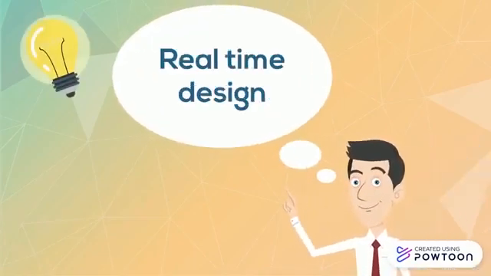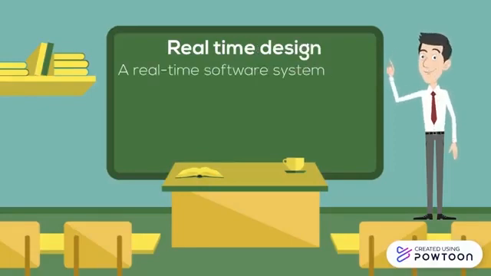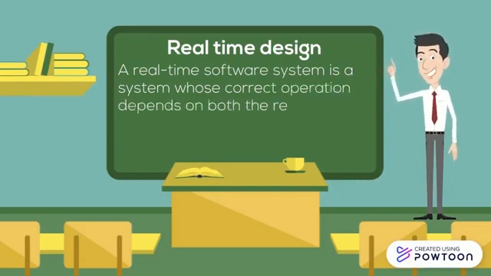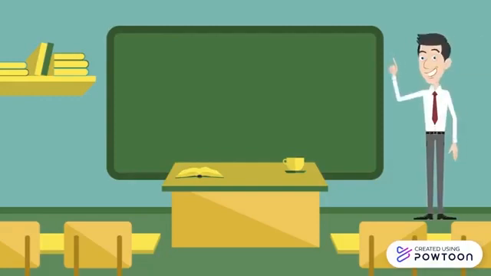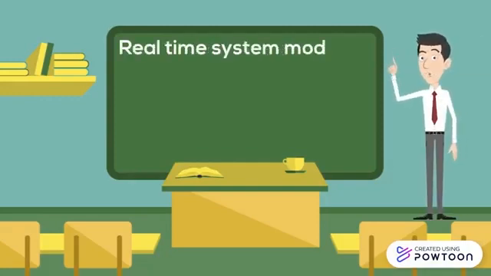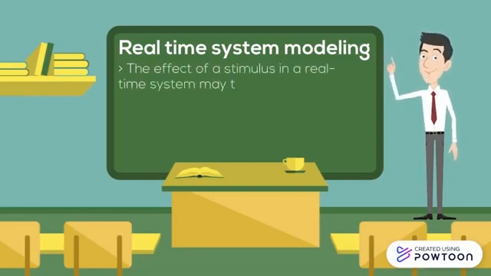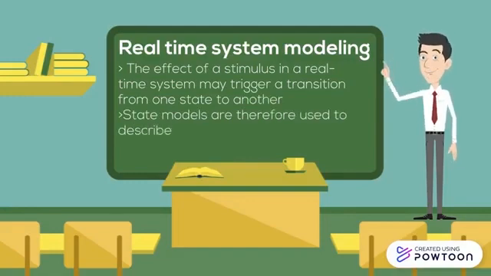Real-time design. A real-time software system is a system whose correct operation depends on both the results produced by the system and the time at which these results are produced. Real-time system modeling: stimuli in a real-time system may trigger a transition from one state to another. State models are therefore used to describe embedded real-time systems.